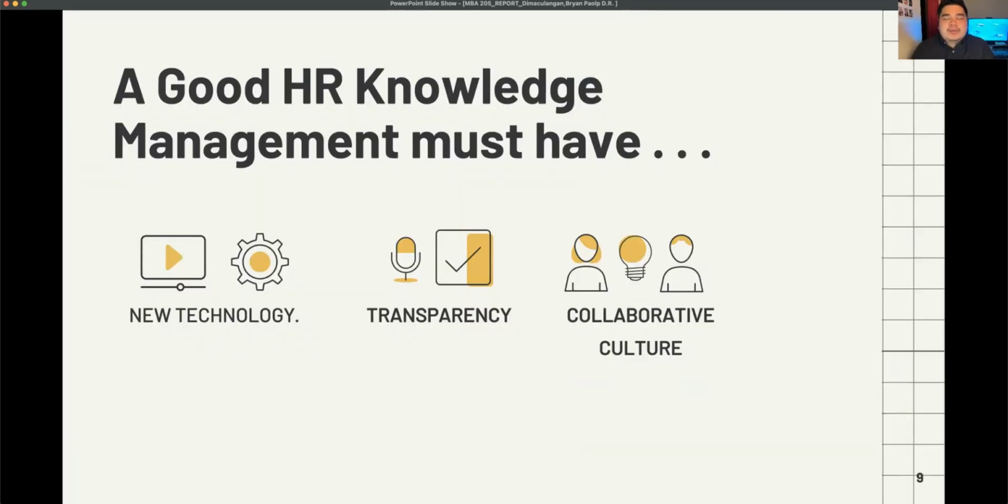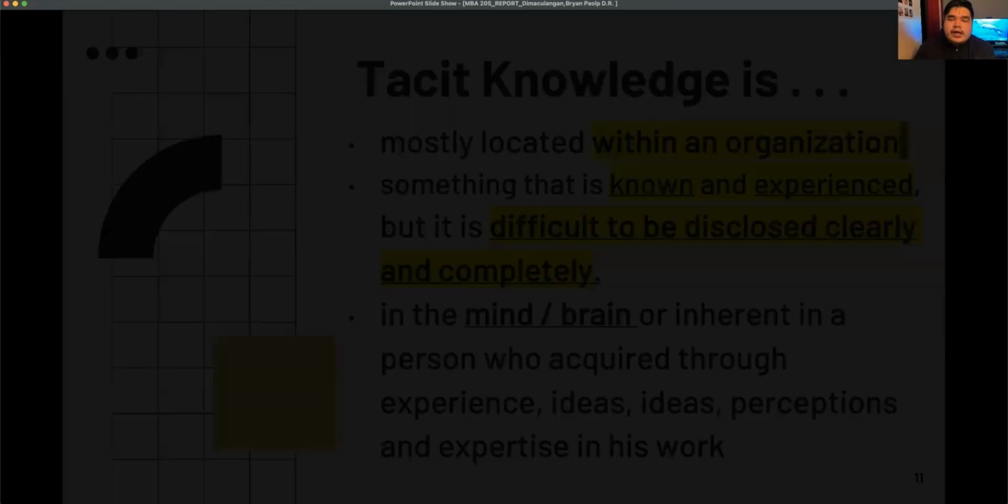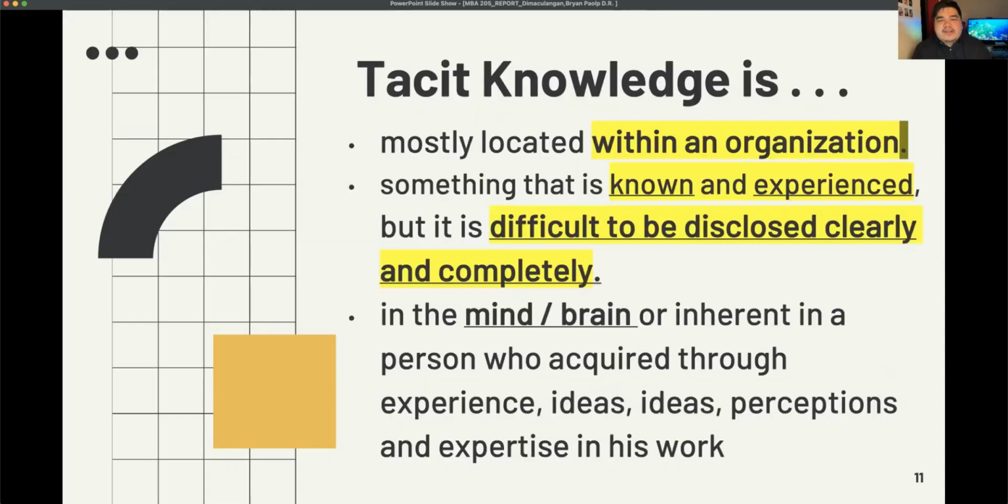Now, a good knowledge management must have number one, new technology, number two, transparency, and number three, collaborative culture. There are two types of knowledge that are being exchanged within an organization. The first one is tacit knowledge. What is tacit knowledge? Tacit knowledge is mostly located within an organization. It is something that is known and experienced, but is difficult to disclose clearly and completely. Tacit knowledge is in the mind or brain or inherent in a person, acquired through experience, ideas, perceptions, and expertise in his work.